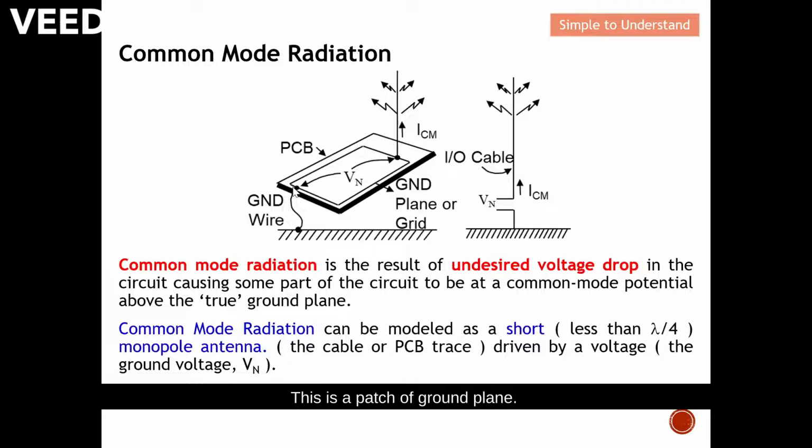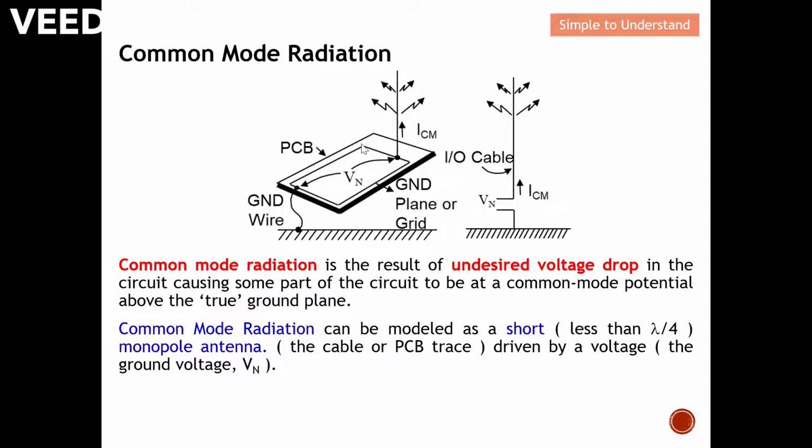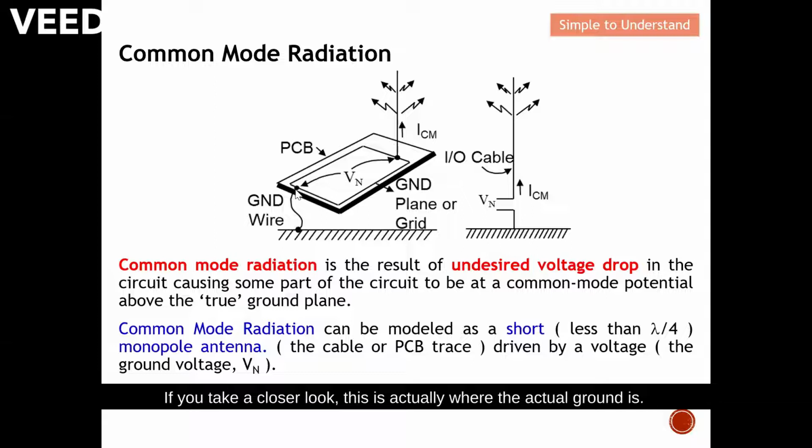This is a patch of ground plane. If you take a closer look, this is where the actual ground is, and at the other end of the ground plane, these two may have some potential difference. In reality, on this ground plane, they don't have an identical voltage. This point is much higher as compared to the actual ground, and because of the potential difference, it creates a ground voltage.